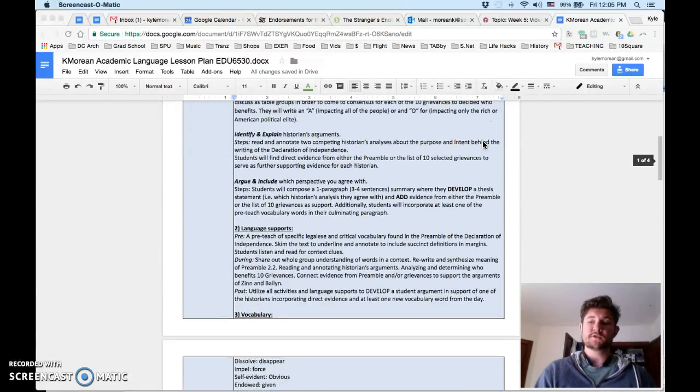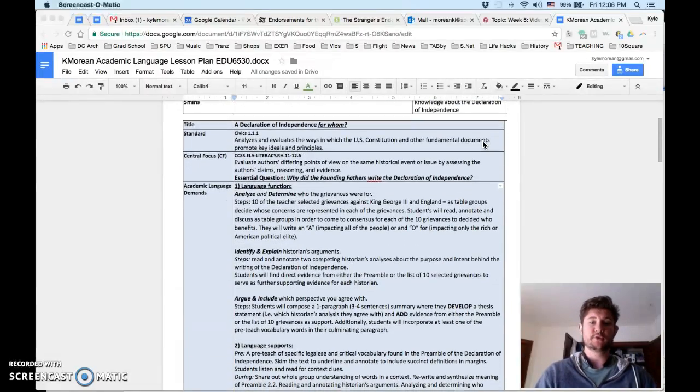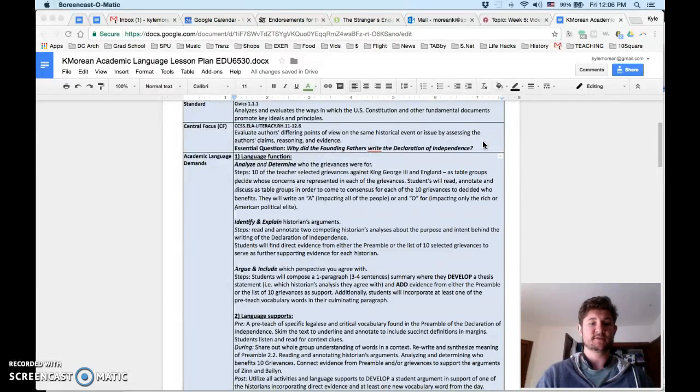So, looking at those three pairs of verbs, in my language function, I broke those down with steps. So, analyze and determine who the grievances were for. So the steps to do that, I will have pre-assigned 10 of the selected grievances of the dozens against King George III that are included in the Declaration of Independence. And as table groups, students are going to decide whose concerns are represented in each of those grievances.